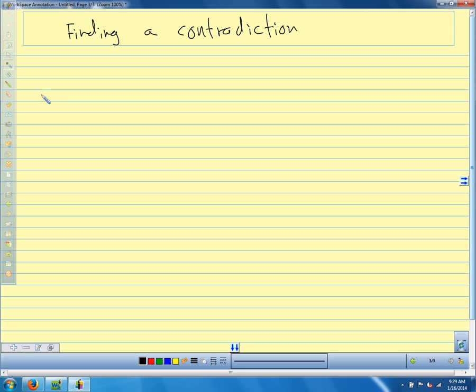So in these examples, we're going to list 3 things, and we want to pick the 2 that are a contradiction. So first thing here is I'm going to say a triangle is acute. So what do we mean when we're talking about an acute triangle? What's an acute triangle? All the angles are less than 90 degrees.